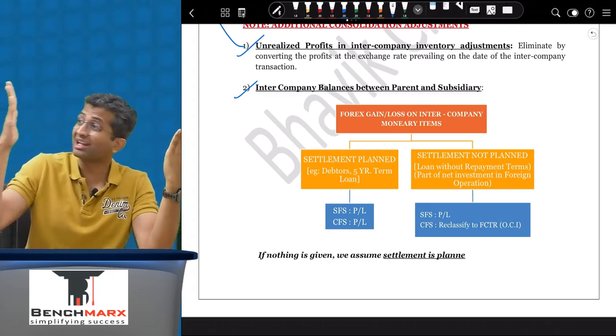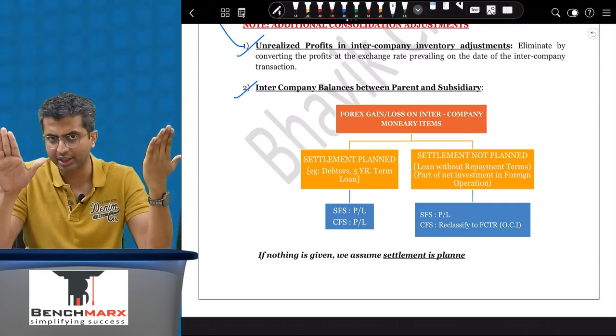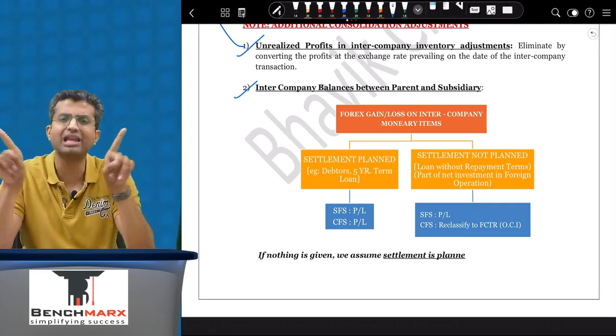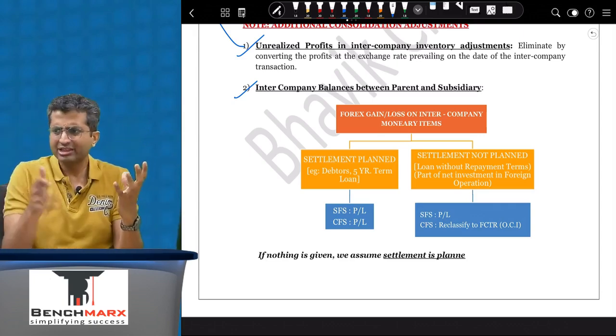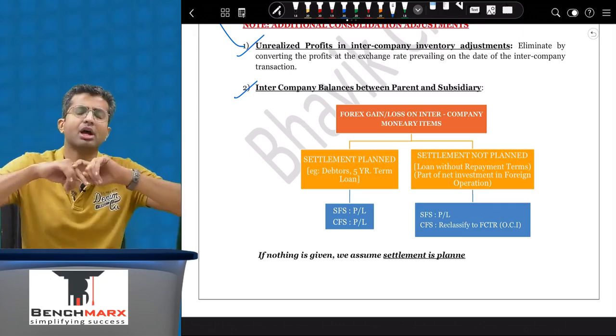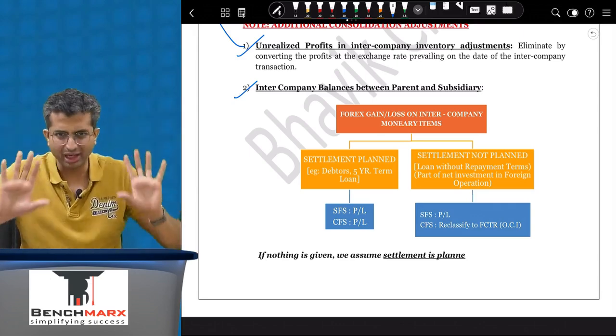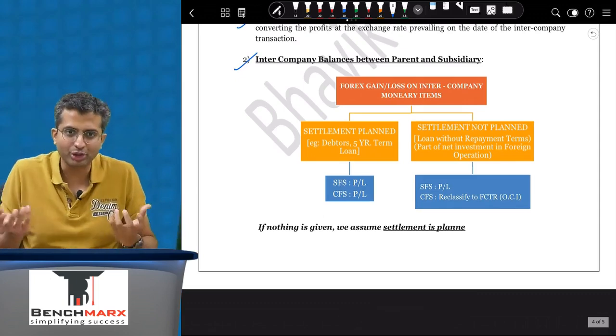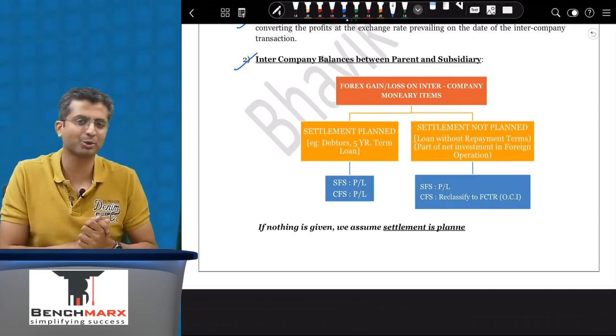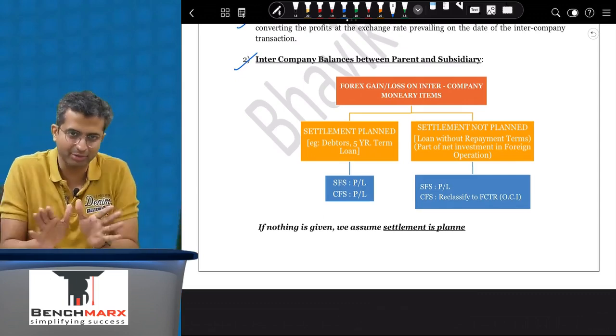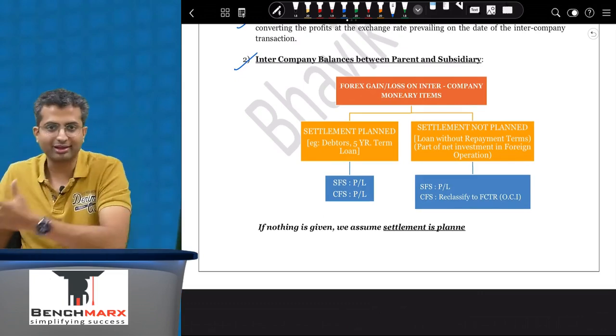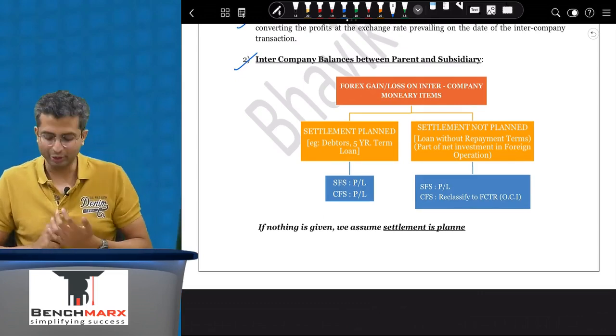So you will have to translate that at the closing rate to convert it into rupees, and at the end you will find that the gain or loss will eliminate, the debtor and creditor will eliminate. I'm not doing numericals over here, but if you do numericals, it is understood much better. Just pardon me for that. It will take another half an hour to go into the detailing over here.